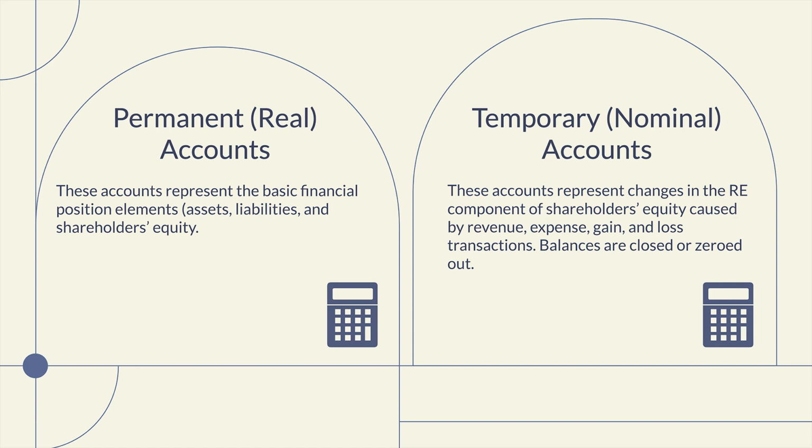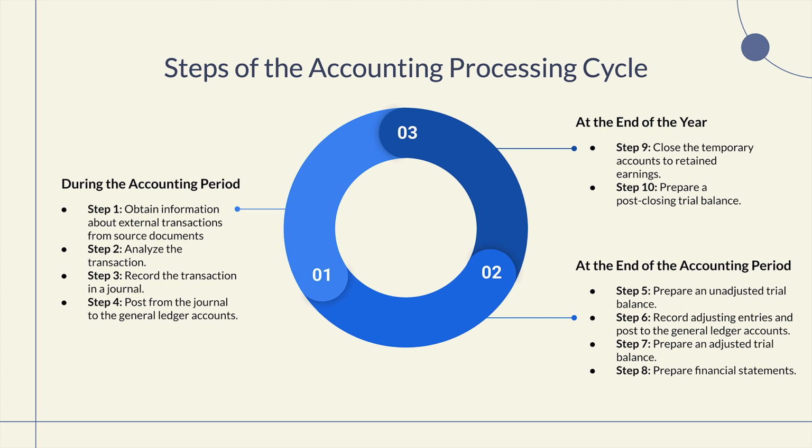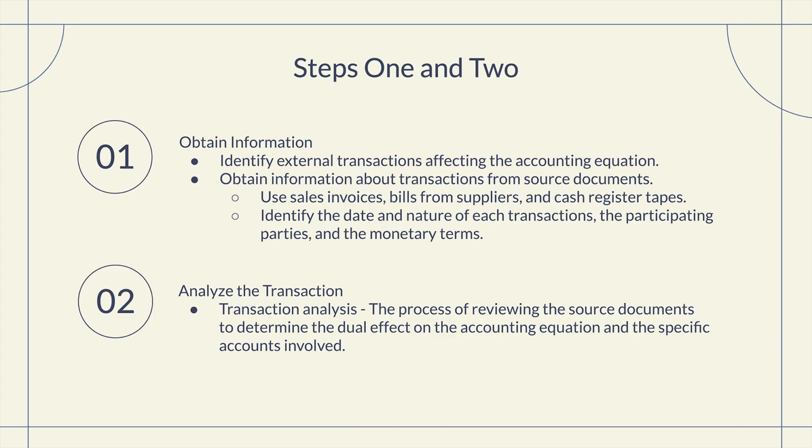the accounting closing process. This brings us to an overview of the accounting process cycle. In the subsequent slides, we will review each step in detail. The first step in the process is to identify external transactions impacting the accounting equation, and accounting typically does not witness all business transactions. Therefore, a mechanism is needed to relay this essential information about each transaction to the accountant. Source documents perform this function, including sales invoices, bills from suppliers, and cash register tapes. These source documents usually identify the date and nature of each transaction, the participating party, and the monetary terms.